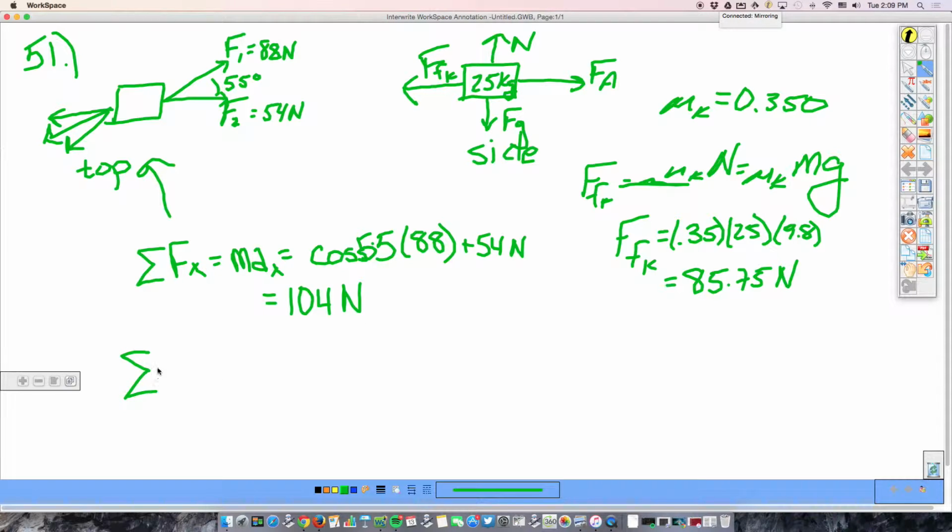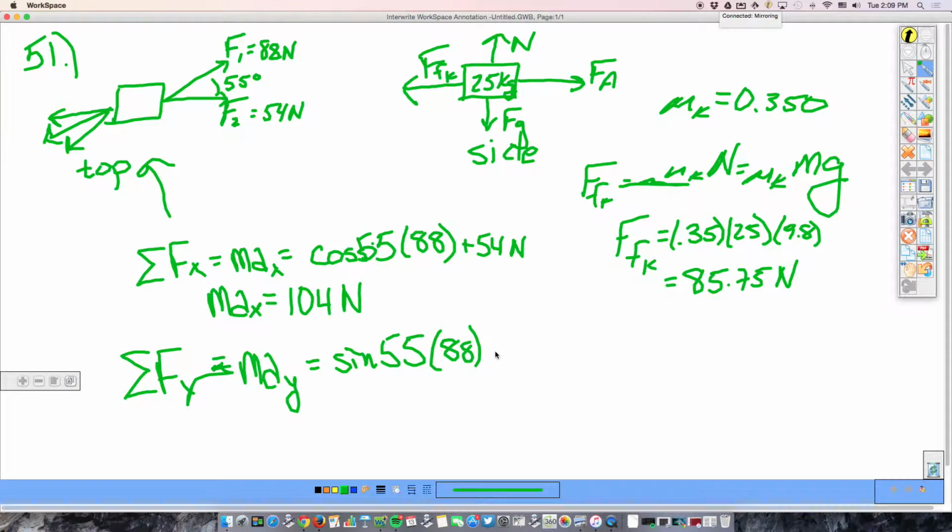Then I'll sum up the forces in the y direction. Only in this top view in this section, so I have mass times acceleration in y. And this isn't the whole story either. I still have to figure out my friction and what direction it is, but this is going to get us the resultant. So now I get sine of 55 times 88. And there is no y component of the 54, so I'm just going to solve for that, and that gives me 72 newtons.